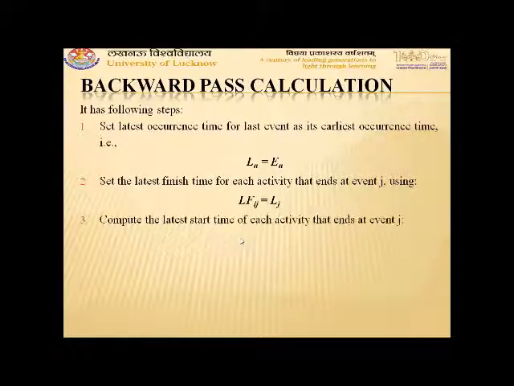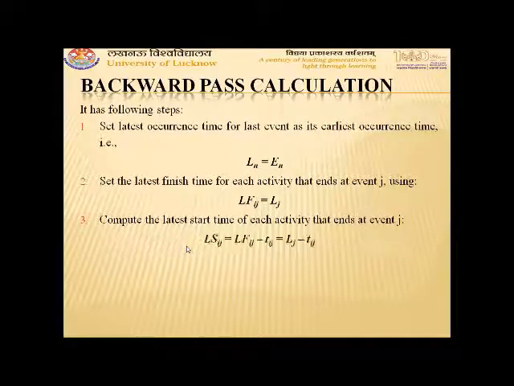Next step states that compute the latest start time for each activity that ends at event J. So we are moving in backward direction. The latest start time can be obtained by subtracting the duration of the activity from its latest finish time. That means LSIJ is equal to LFIJ minus TIJ, and LFIJ is equal to LJ. So we can write LSIJ is equal to LJ minus TIJ.